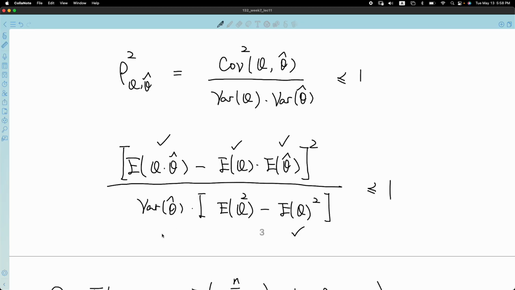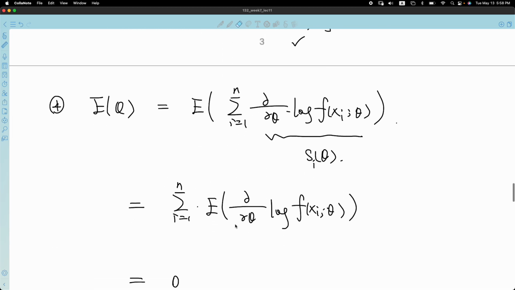Our goal here is to find a lower bound for the variance. That is actually where the name comes from: the Cramér-Rao lower bound. It's the lower bound for the variance of theta hat. And then we are going to use the correlation to construct that. Right now we have most of the information. The one more thing we need is the second moment of Q, and we can also find that.